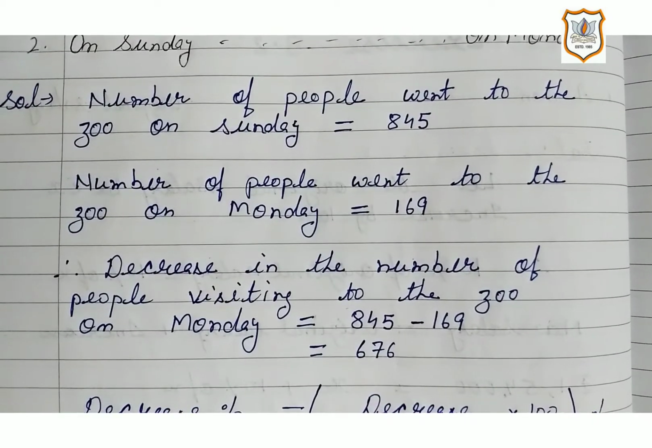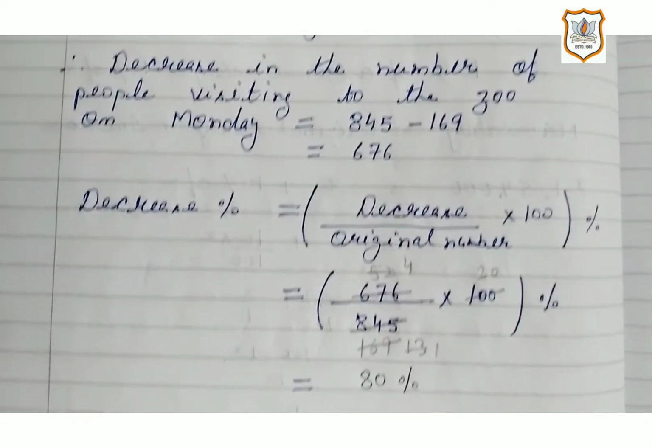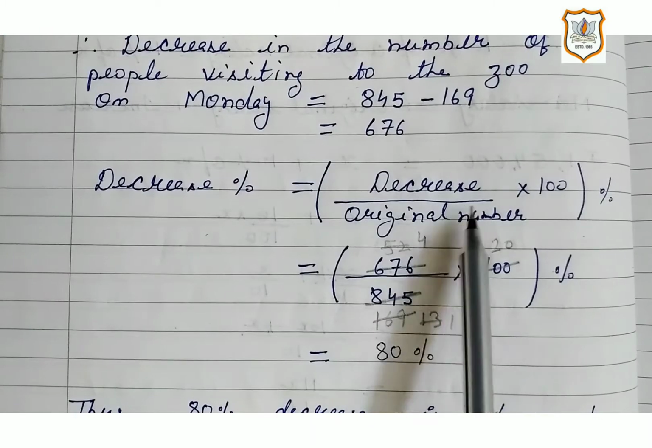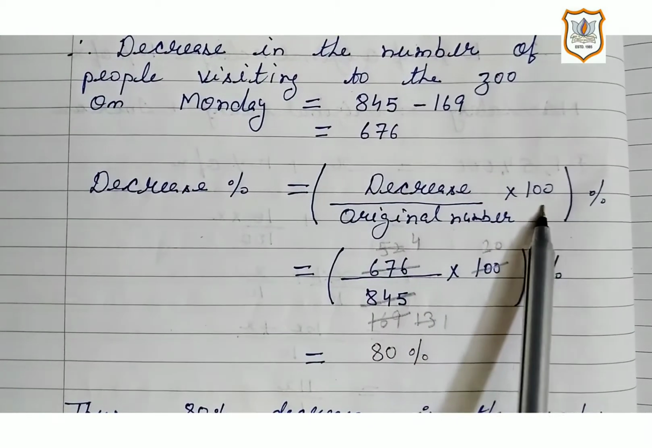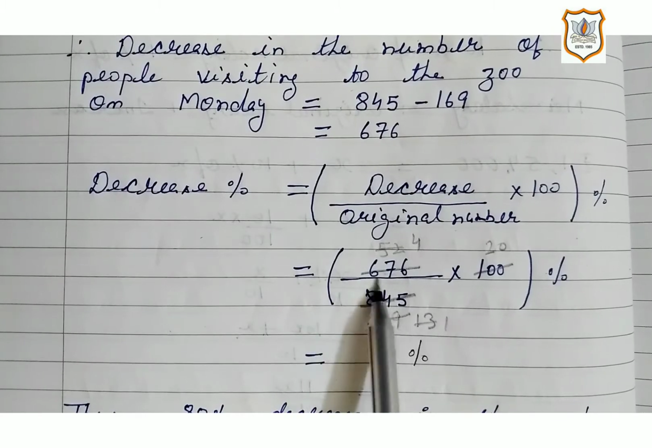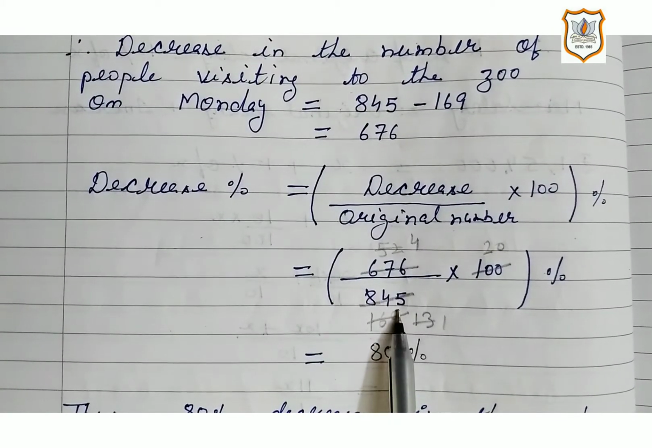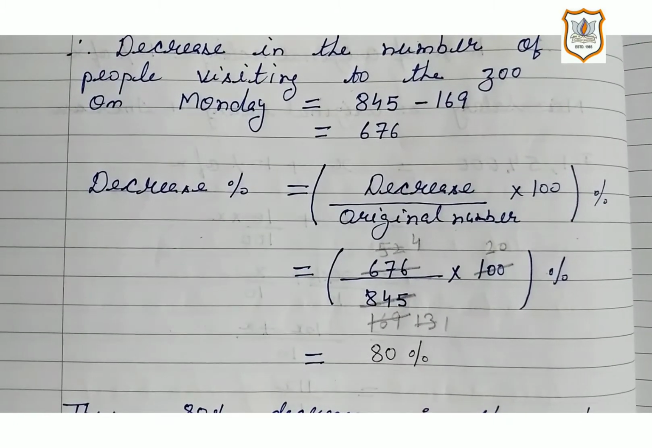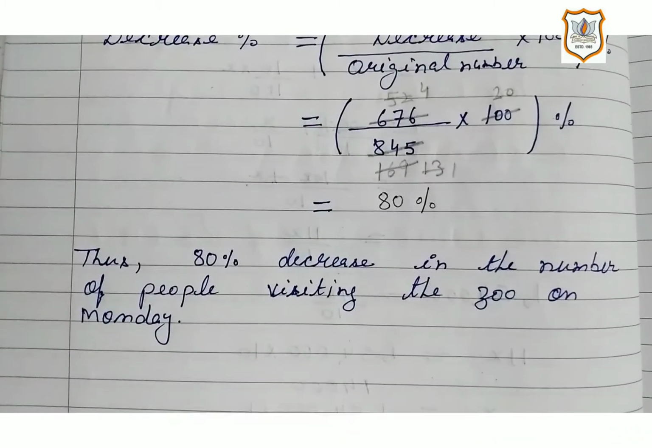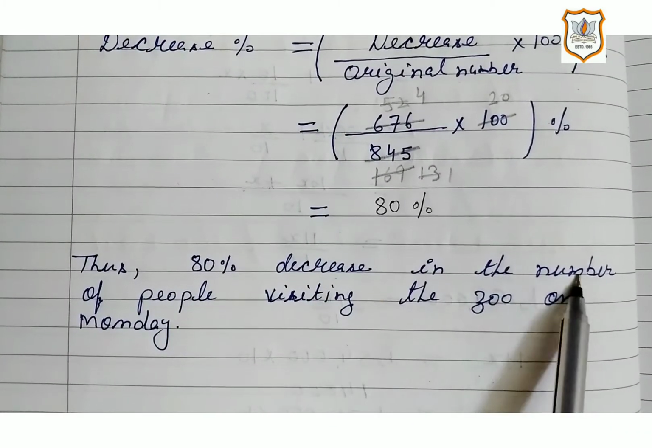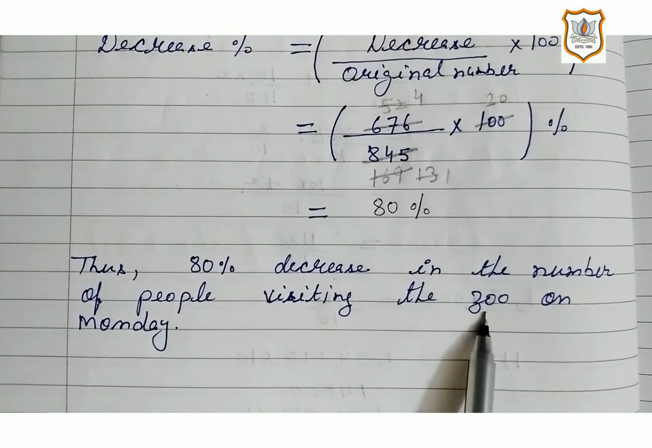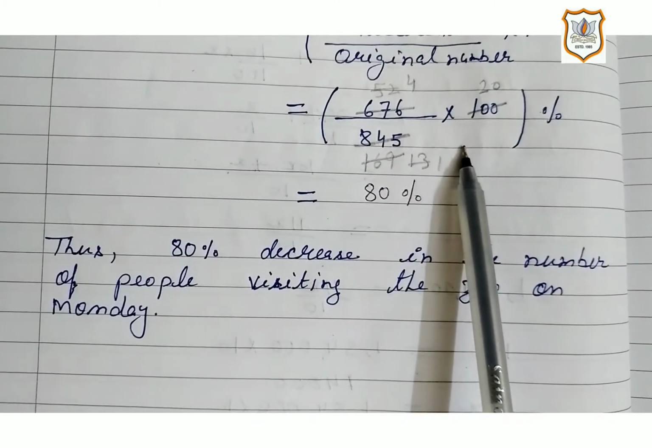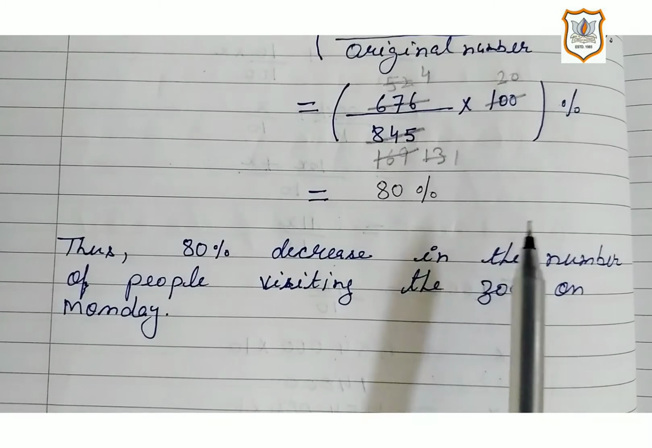So the decrease in the number of people visiting the zoo on Monday is 676. Now we will find the decrease in percentage. So we will write decrease percentage is equal to decrease upon original number multiply 100. So we will write 676 upon 845 multiply 100 and we get 80%. Thus, 80% decrease in the number of people visiting the zoo on Monday. Students, you can calculate this in your own way. Clear?